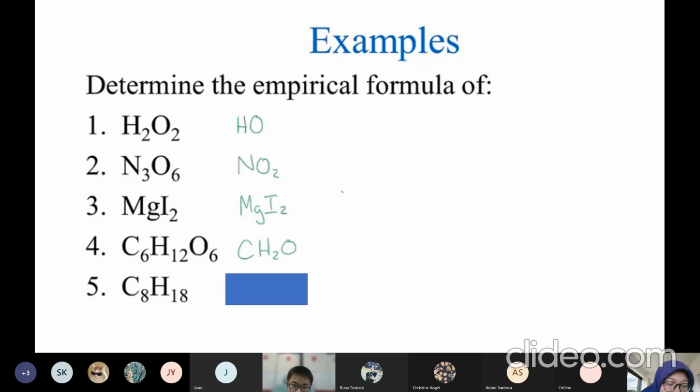C8H18, divided by 2. So the empirical formula is C4H9. Good.